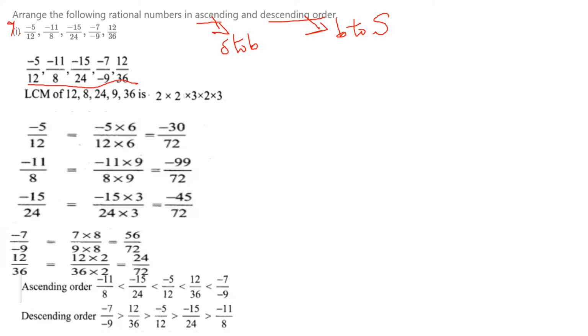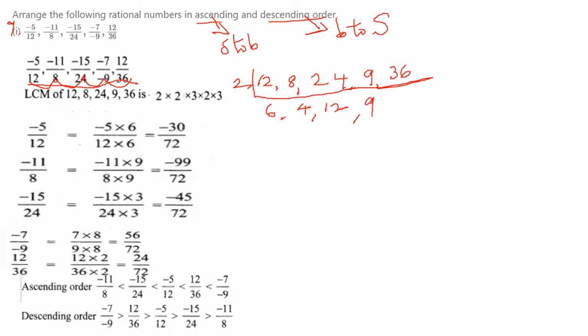Here you see the denominators 12, 8, 24, 9, 36. So first you find out the LCM. 12, 8, 24, 9, 36. First we can do it with 2. 2 sixes are 12, 2 fours are 8, 2 twelves are 24. 9 as it is, you write it because it is not divisible by 2. And 1 2 is 2.